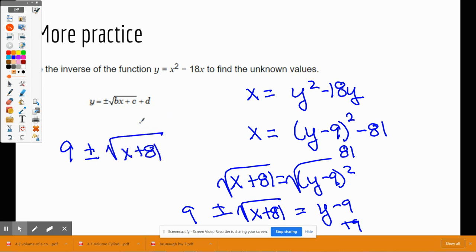So they want to know what all these letters are. Okay, well, what letter is in front of the x? It looks like just a 1. So b equals 1. C is going to equal the 81. And d is the number at the end, which we put ours at the beginning, so it'll be outside. It will be the 9.